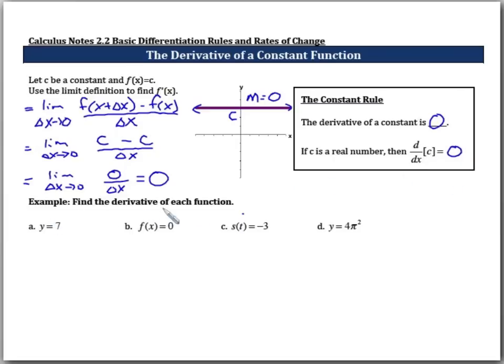So let's look at our example. It says find the derivative of each function, y equals 7. Well, y prime is 0. How about this one? f of x equals 0. Is 0 a constant? Yes, it is. And so f prime of x is going to equal 0. In letter C, we have s of t equals -3. So using our derivative notation, s prime of t equals 0. Now this next one looks a little bit funny. It's 4 pi squared. Well, pi is a constant, so pi squared is a constant, and times 4 is still a constant. So for letter D, y prime still equals 0. Got it? Pretty simple.